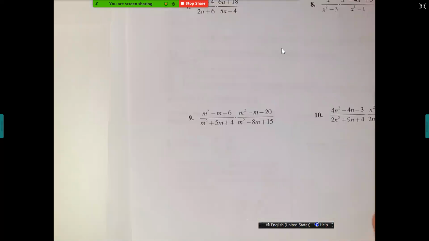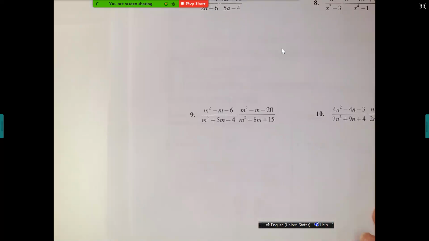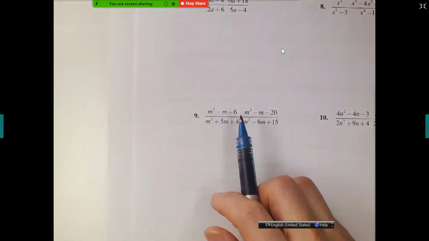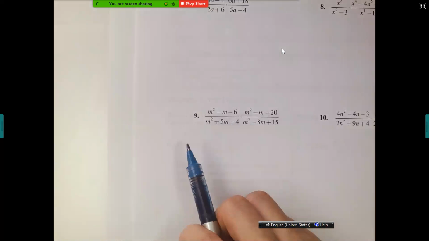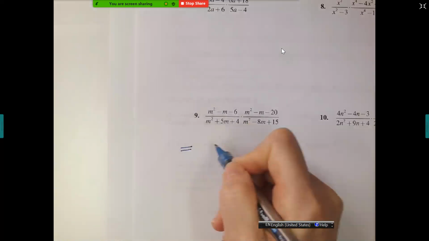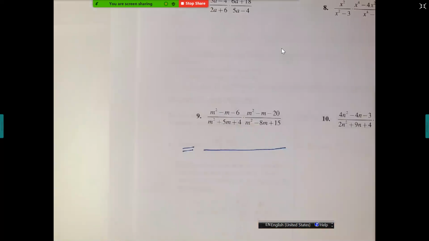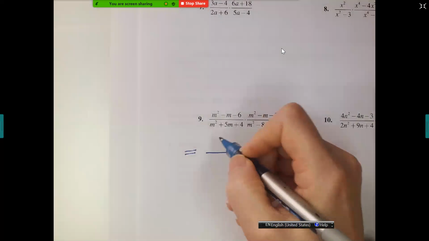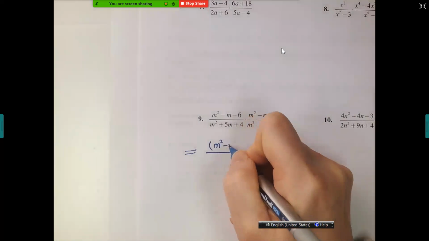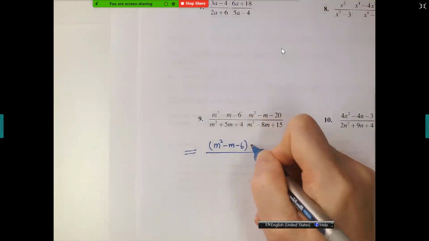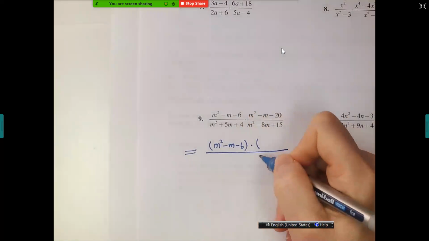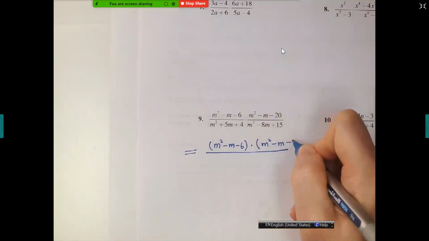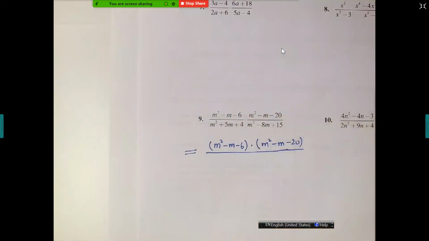So number 9. This one looks pretty complicated. So multiply, no matter how complicated those rational expressions look, don't be afraid. Just follow the steps. Step 1, just draw 1 long bar. Then multiply the 2 numerators. First one, m squared minus m minus 6, times the second one. Don't forget the parentheses. Please remember the parentheses. m squared minus m minus 20. Okay, so this is the numerator.